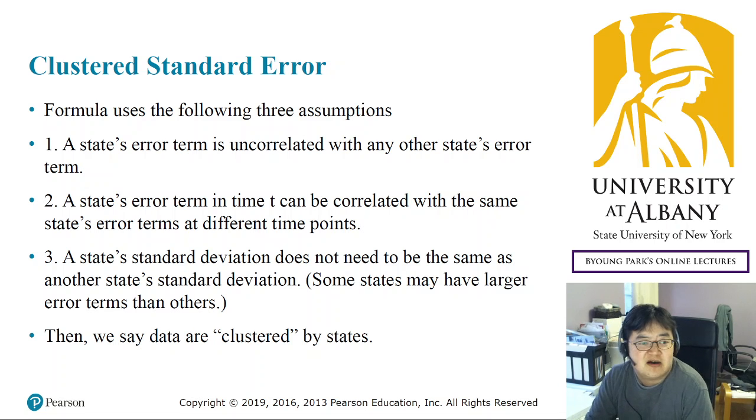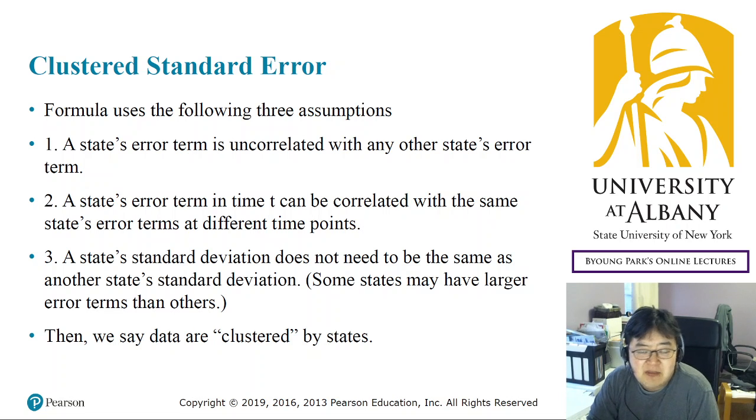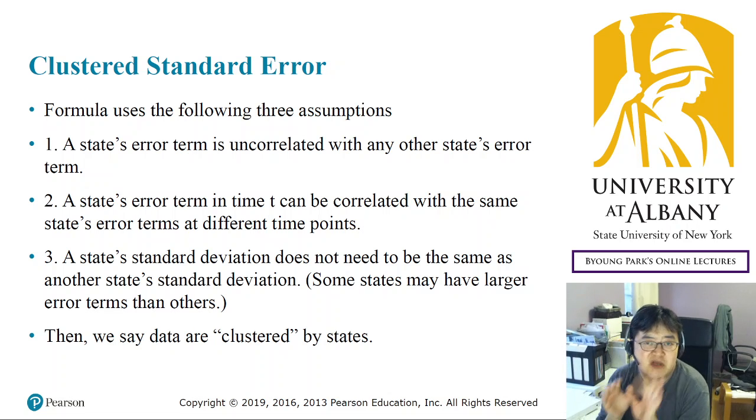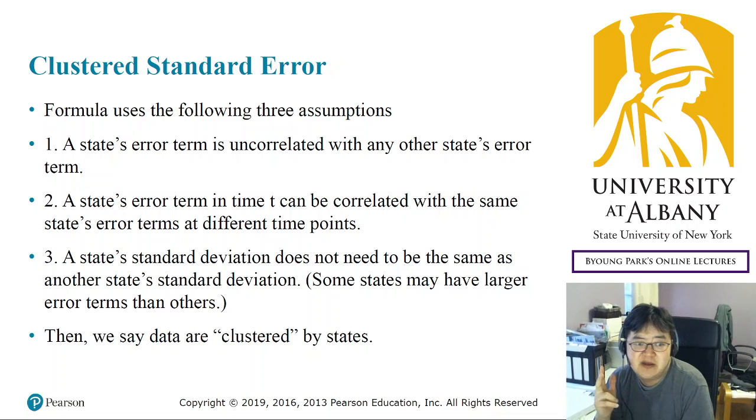And second, within a state, there can be correlation across time. So the previous year's outcome may be correlated with the following year and in the future. So the correlation should be considered. And third, heteroscedasticity may happen across states. Some states may have larger standard deviation, like larger errors, larger noises than other states. So considering the three at the same time is the clustered standard error.